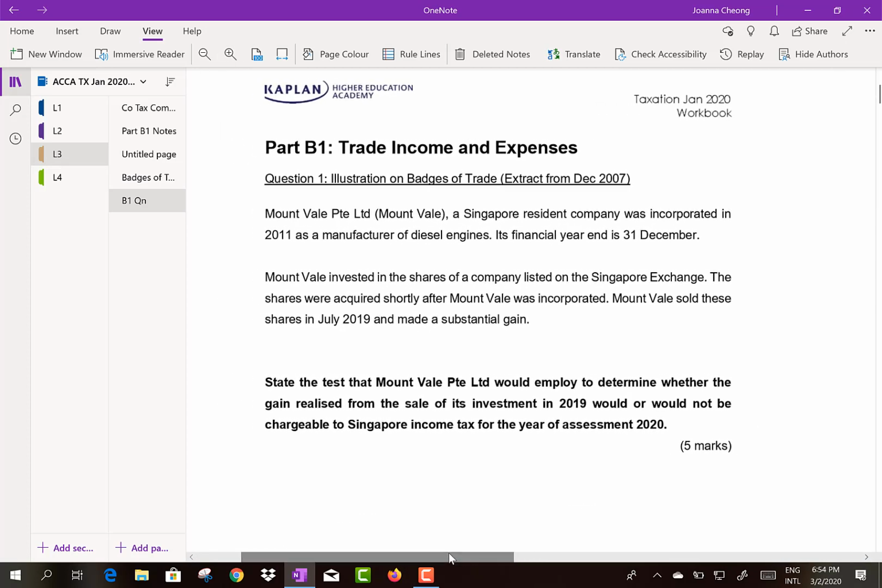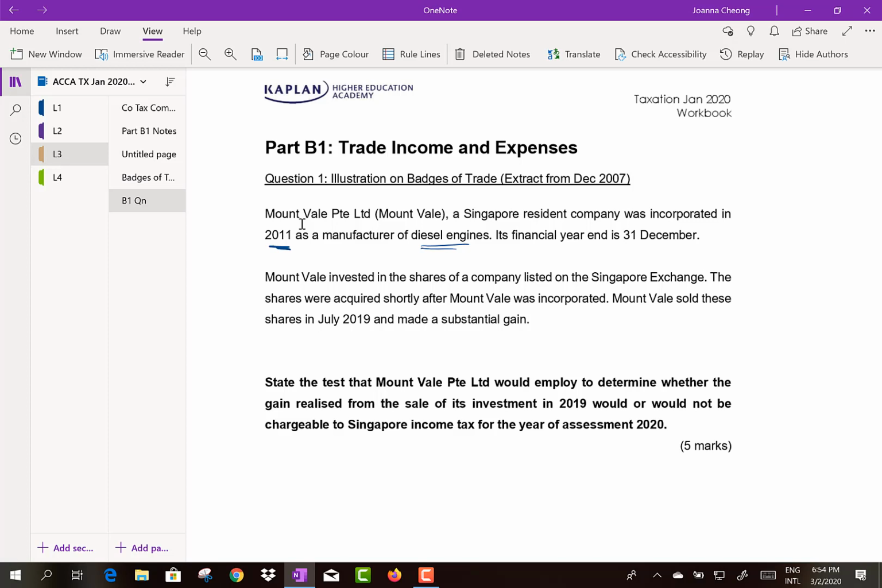Okay, right now, this is a company called Malville. Malville Private Limited, a Singapore resident company, was incorporated in 2011 as a manufacturer of diesel engine. So their trade is what? Their trade is to make diesel engine for sale. So this is their Tier 1A, the trade, and its financial year end is 31st December.